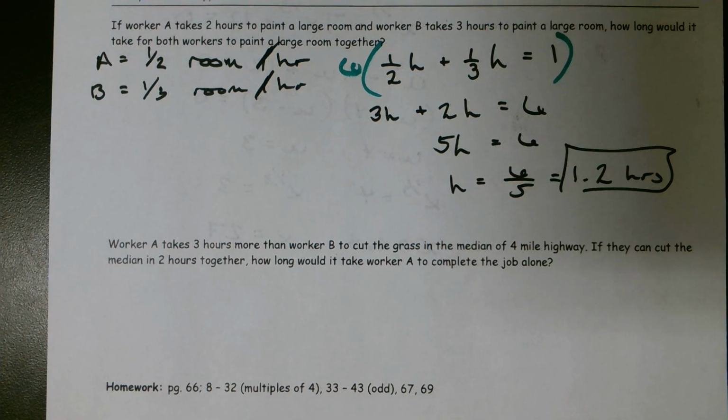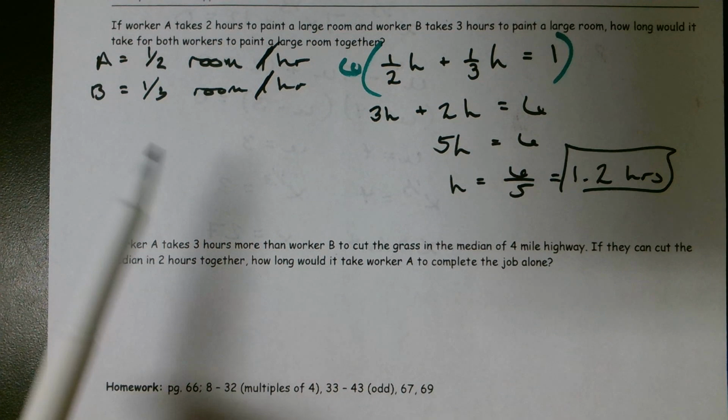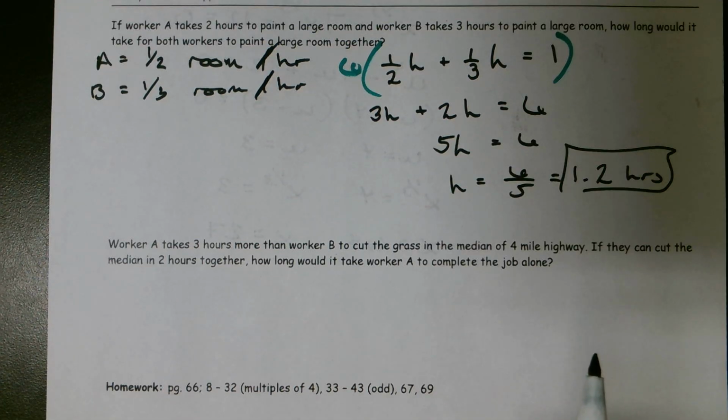Okay, last one. Let's dive into this. It's very, very similar, but it's a little bit different. So worker A takes 3 hours more than worker B. We don't know how many hours, we just know 3 hours more than worker B. Okay, to cut the grass, paint a room, doesn't really matter. The 4 mile highway, that number's there just to mess with your head.